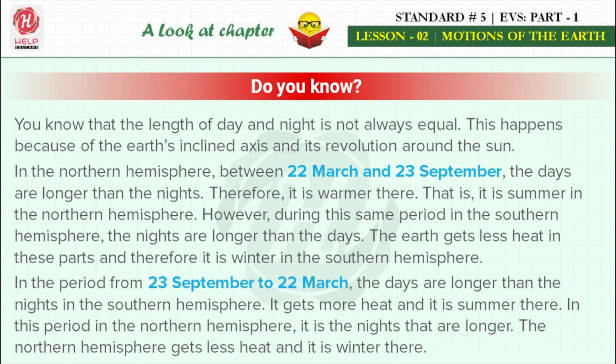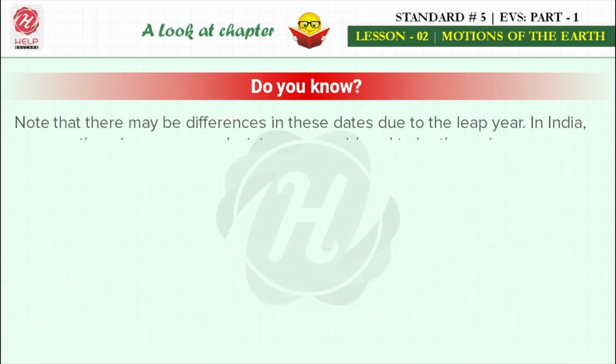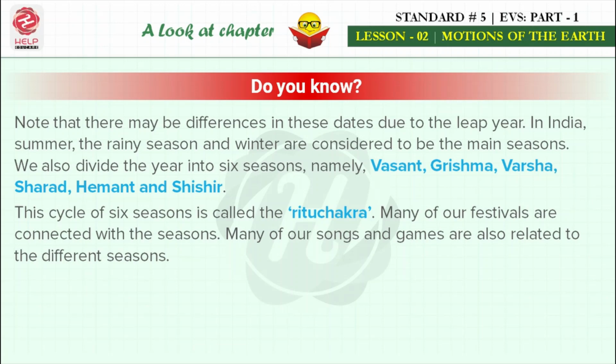However, during this same period in the Southern Hemisphere, the nights are longer than the days. The Earth gets less heat in these parts, and therefore, it is winter in the Southern Hemisphere. In the period from 23rd September to 22nd March, the days are longer than the nights in the Southern Hemisphere. It gets more heat, and it is summer there. In this period in the Northern Hemisphere, it is the nights that are longer. The Northern Hemisphere gets less heat, and it is winter there. Note that there may be differences in these dates due to the leap year.